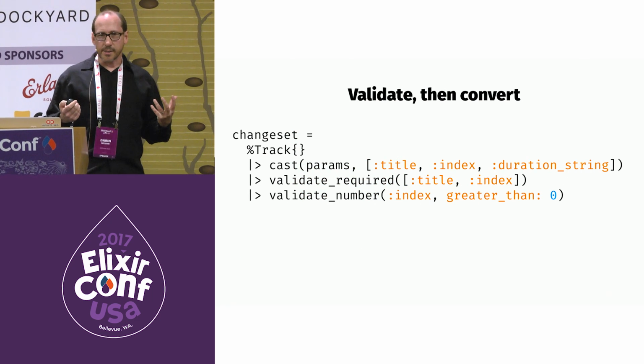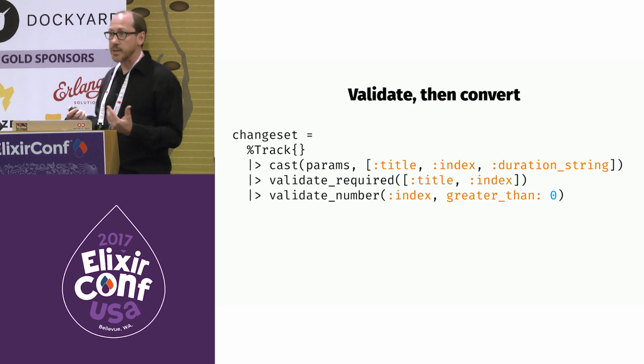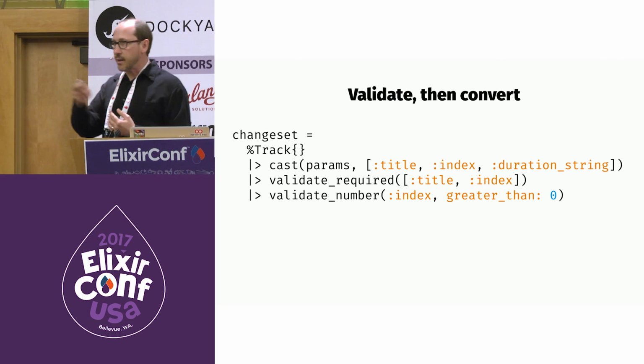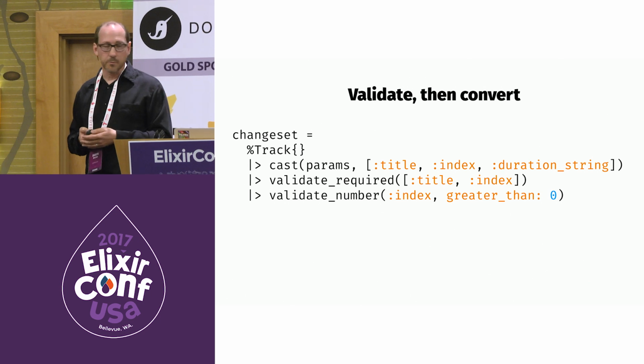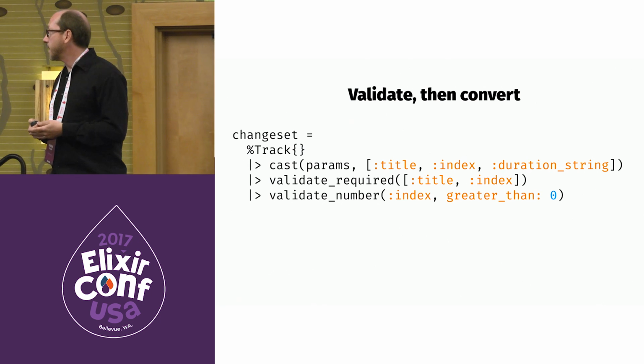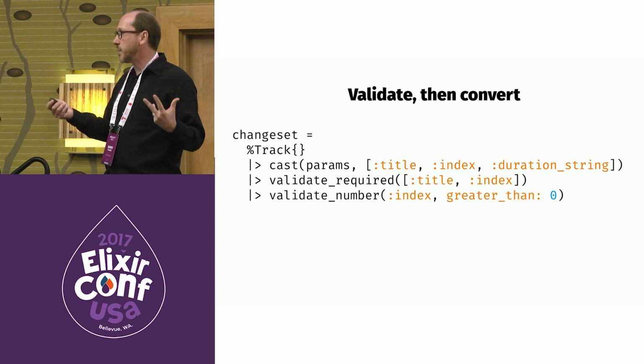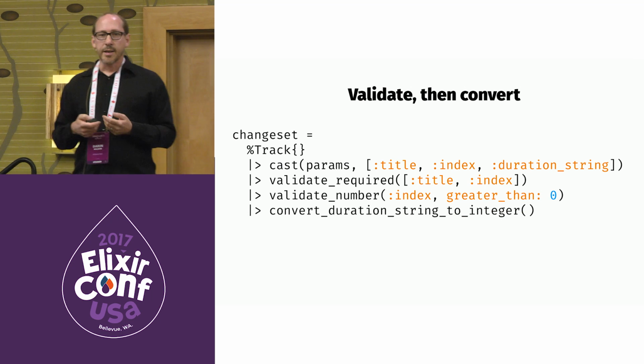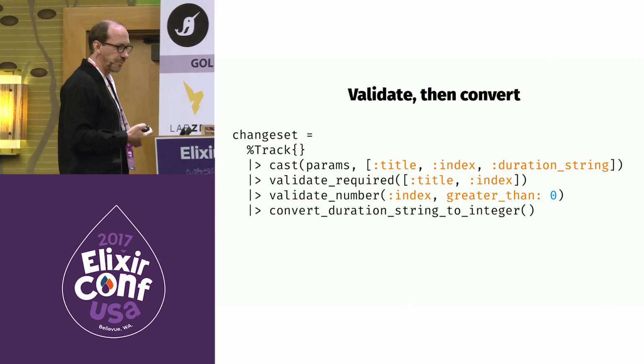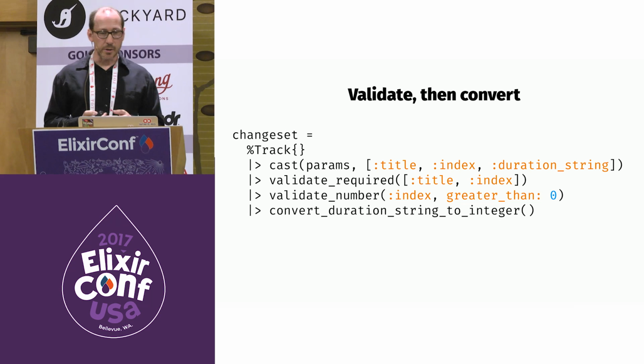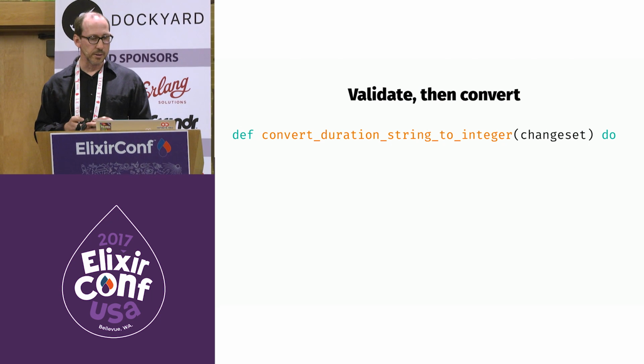Now, once we've got that set up, we can present duration string as a form element to the user and create a changeset just like we normally would. We take the title, take the index, we've got the duration string, we do some basic validations. And now we're going to do a custom transformation. We're going to convert that duration string to an integer. And the function might look something like this.